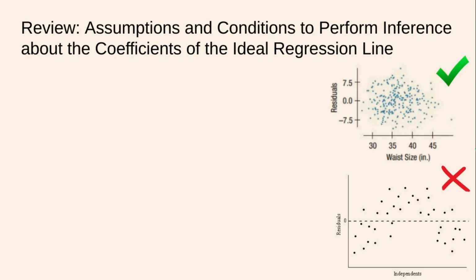Welcome back, AP Stat, to the second and final part of Chapter 26. We're going to review the assumptions and conditions to perform inference about the coefficients of the ideal regression line. If you remember from last time, the ideal regression line is mu sub y equals beta naught plus beta 1 times x. So we're going to be doing regression specifically on beta 1, the slope of the ideal regression line.